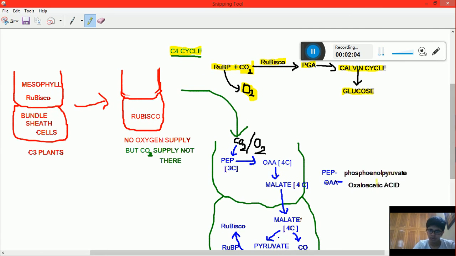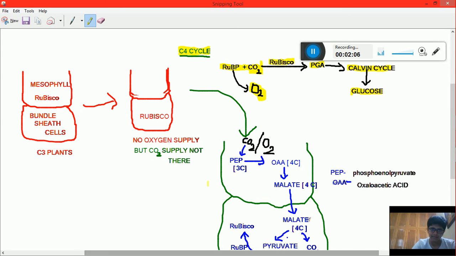So what happens normally in C3 plants, there are cells known as mesophyll cells. These are the cells in which photosynthesis takes place, and chlorophyll is inside these mesophyll cells. Normally Rubisco is present in mesophyll cells in C3 plants. Under the mesophyll cells, there is another cell layer called bundle sheath cells. In C3 plants, these bundle sheath cells are normally empty or have very little Rubisco in comparison.